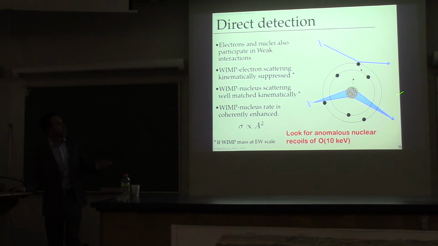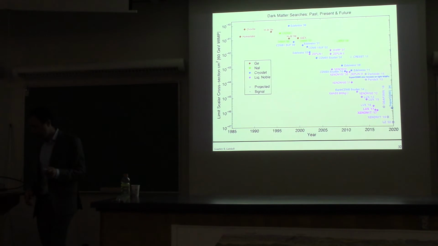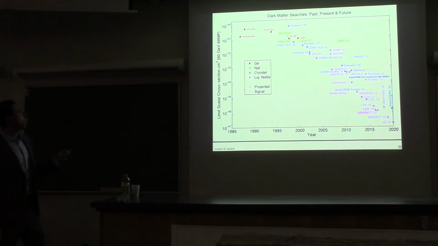So people started to do these experiments in the 80s, looking for anomalous sources of nuclear recoils. And before I really talk more about these experiments, I want to show you a timeline of what is our sensitivity. Imagine I had a 60 GeV mass WIMP. What is the cross-section with a nucleon that we can exclude? Each dot is an experiment over time.